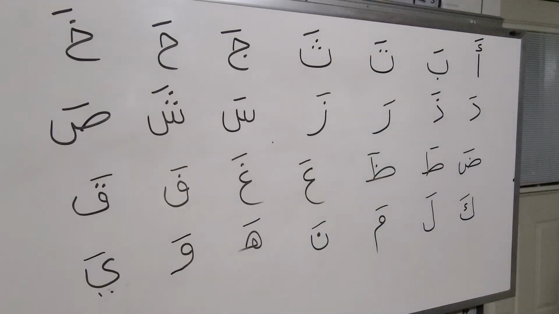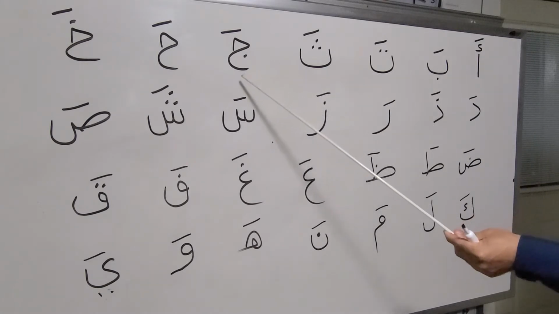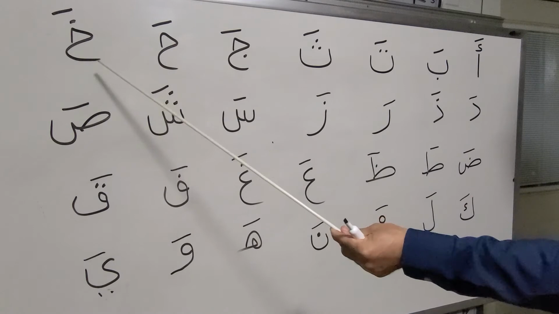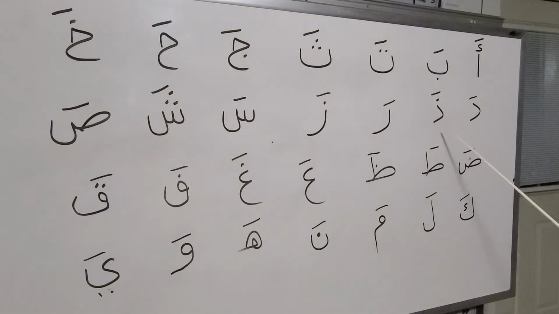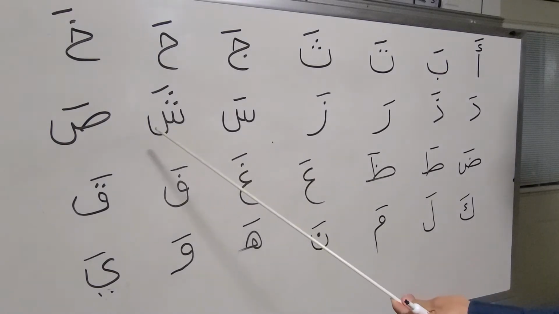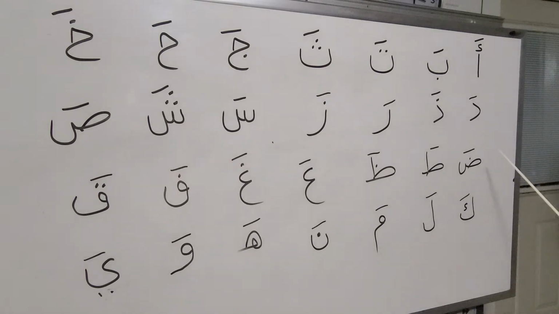Can you read with me, please? A, b, t, th, j, h, kh, d, dh, r, z, s, sh, s, d, t, z, a, gh, f, q, k, l, m, n, h, w, y.